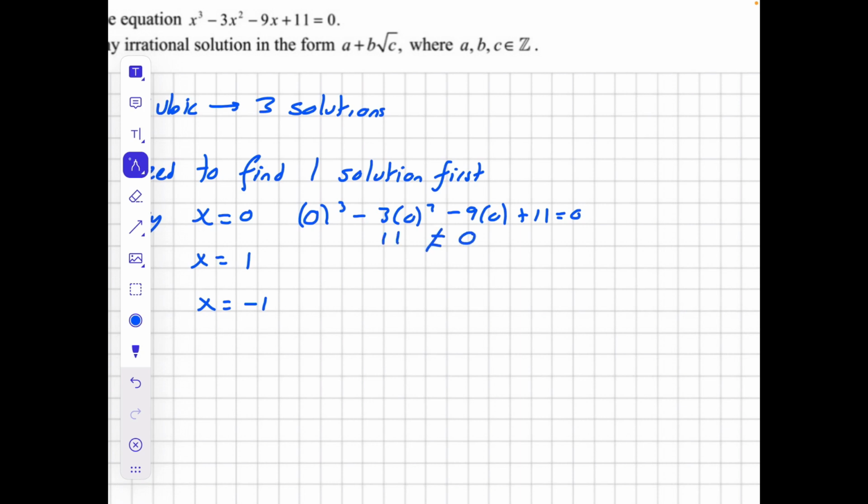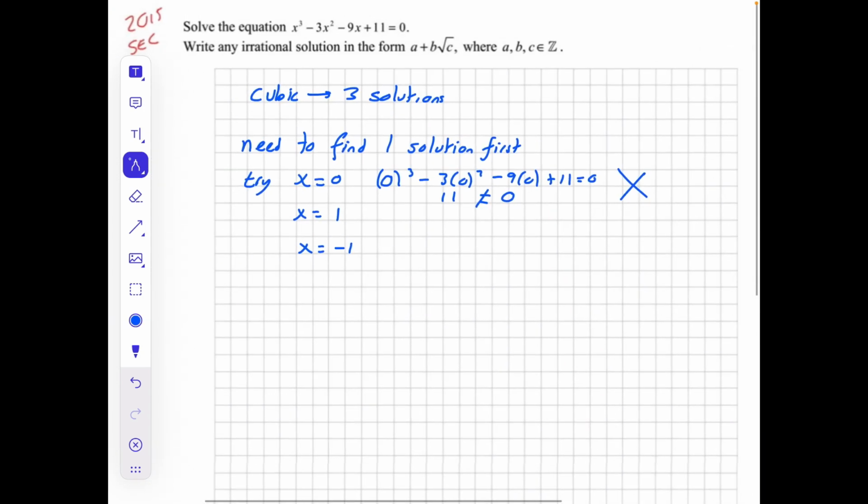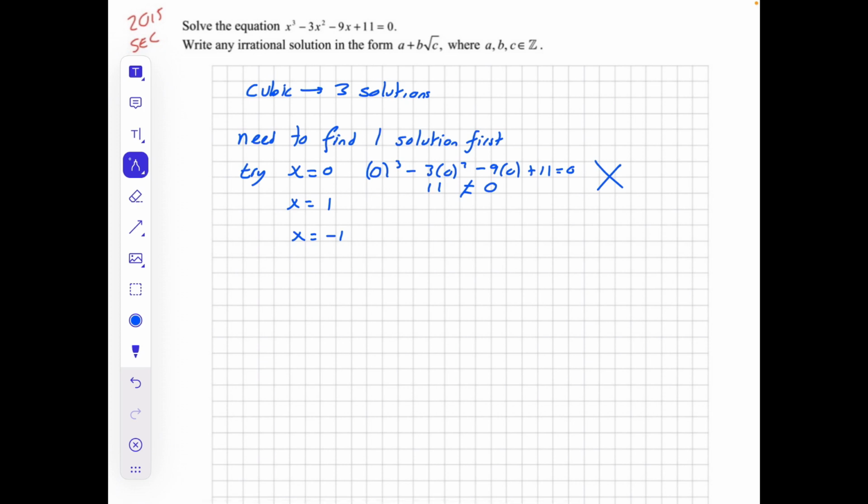Okay, that gives me 11 equal to 0, which is not true. So x equal to 0 is not one of our solutions or one of our roots. Next, we'll try 1. So it'll be 1 cubed minus 3 by 1 squared minus 9 by 1 plus 11 is equal to 0. Put that into your calculator. You will get out 0 is equal to 0, which is correct. So x equal to 1, we don't need to try minus 1 then. X equal to 1 is a solution.